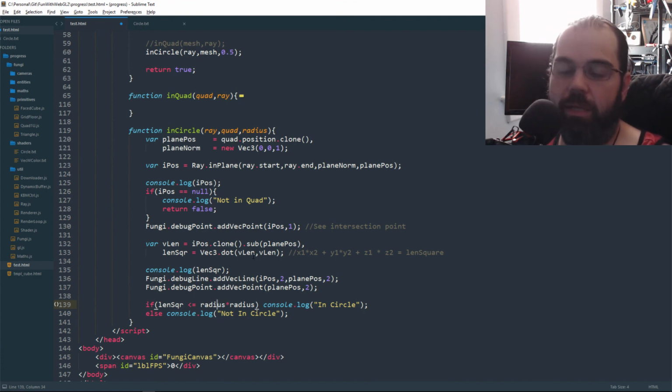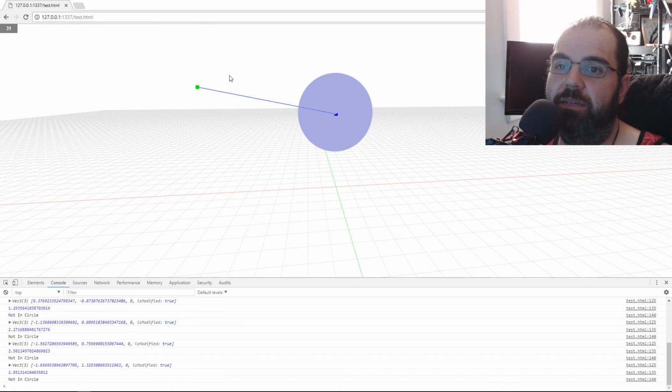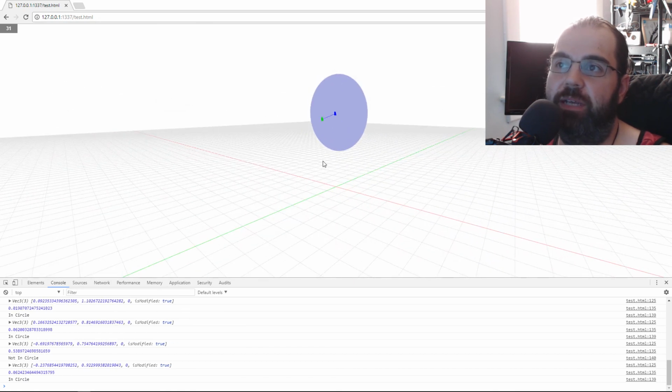And that's everything really. Like I said, this gets the vector length, v length, and then I just do a squared length equation on it, which is similar to a dot product. And that is it. Now you can intersect circles as well as quads, even though you need a quad to have a circle.